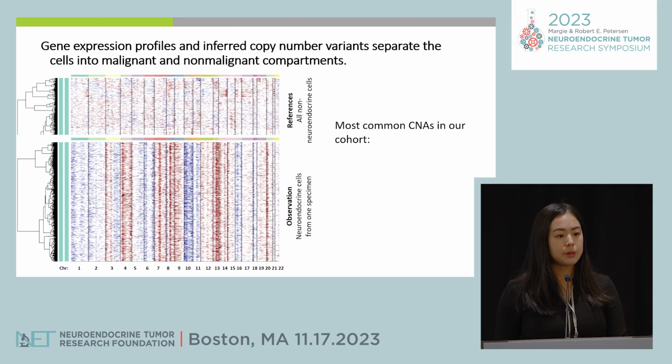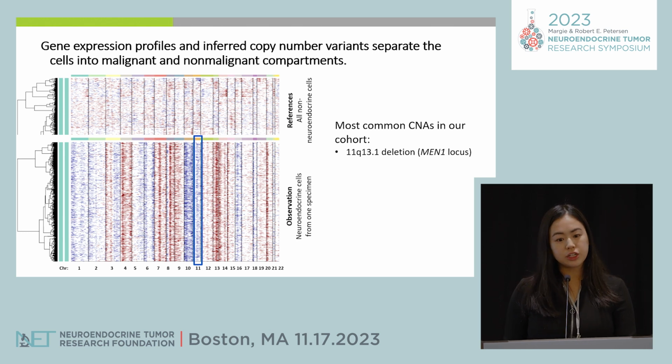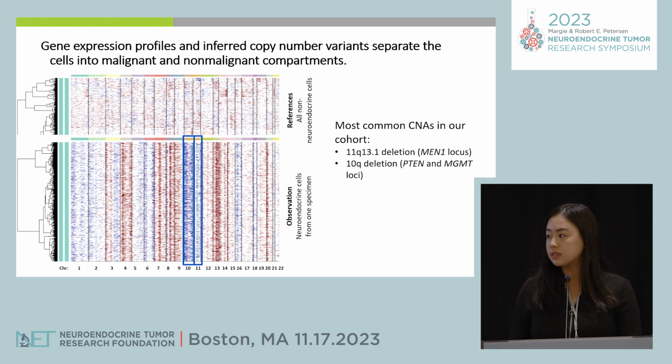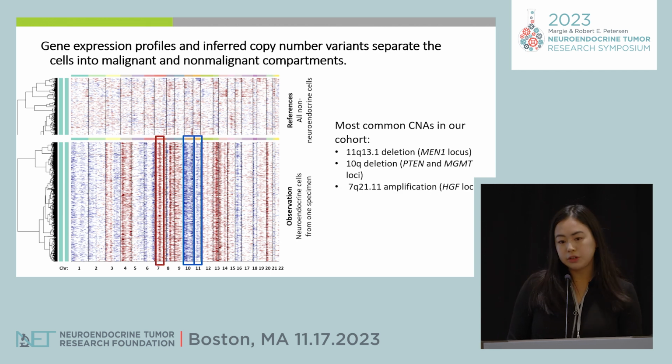And the most common copy number alterations that we see in our cohort are 11q deletion, which is the MEN1 locus, 10q deletion, which contains PTEN and MGMT, as well as 7q amplification, which is the HGF locus.